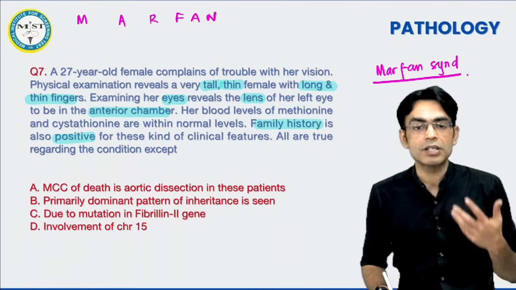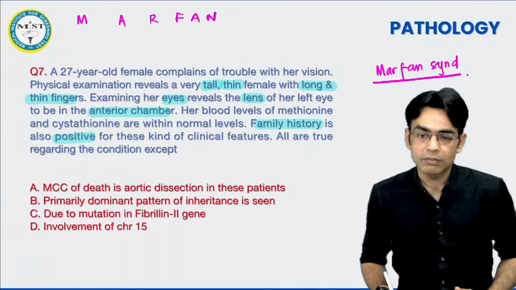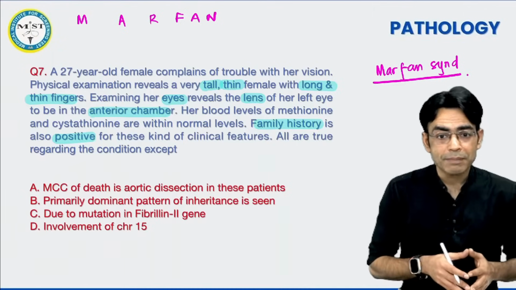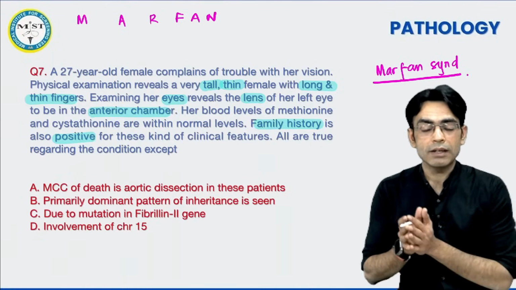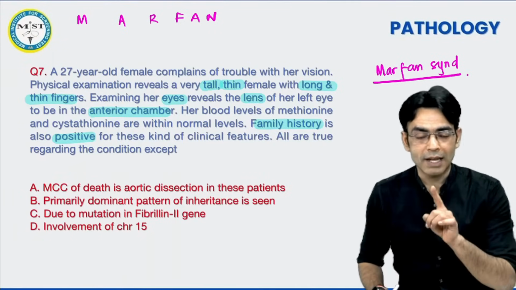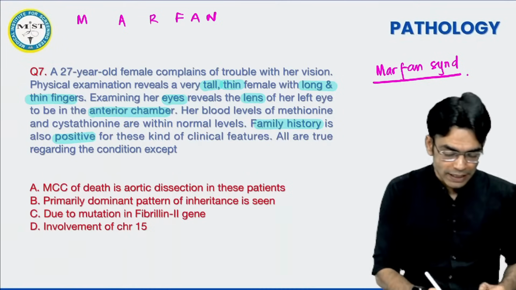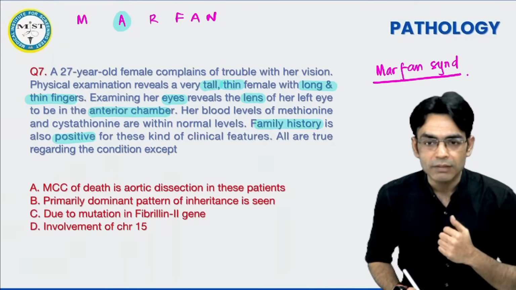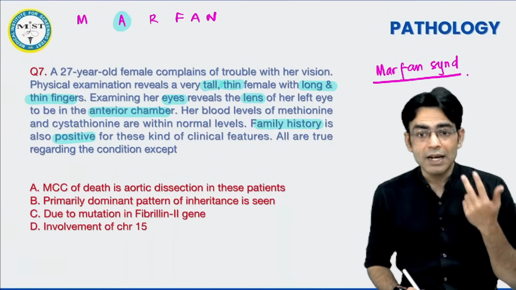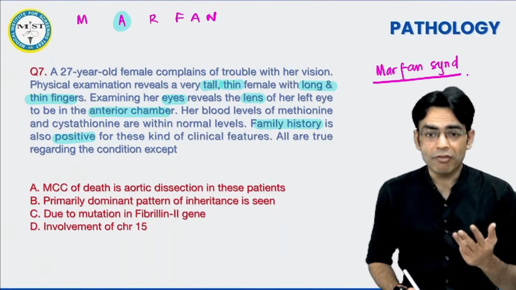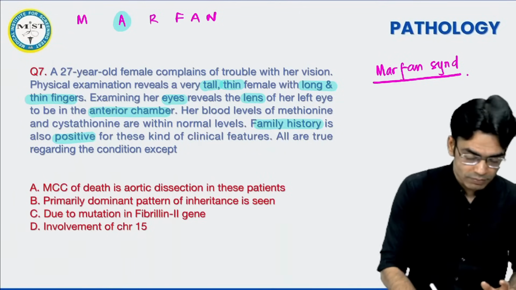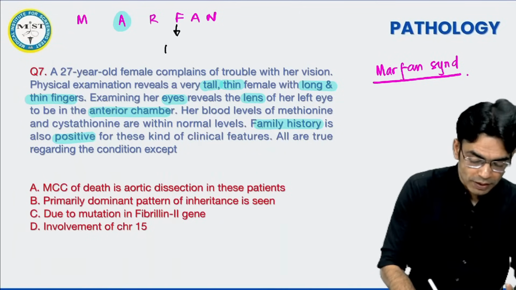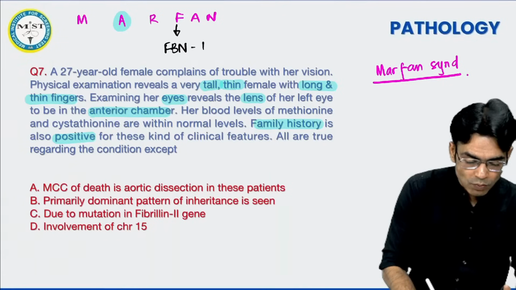M, it's a mitral valve prolapse, so if it's a mitral valve prolapse then that's the most common cardiac anomaly. Most common का ये जो A है, this is your aortic dissection, this is the most common cause of death. R, retinal detachment. F, fibrillin gene involvement. कौन सा fibrillin है बेटा? FBN1.